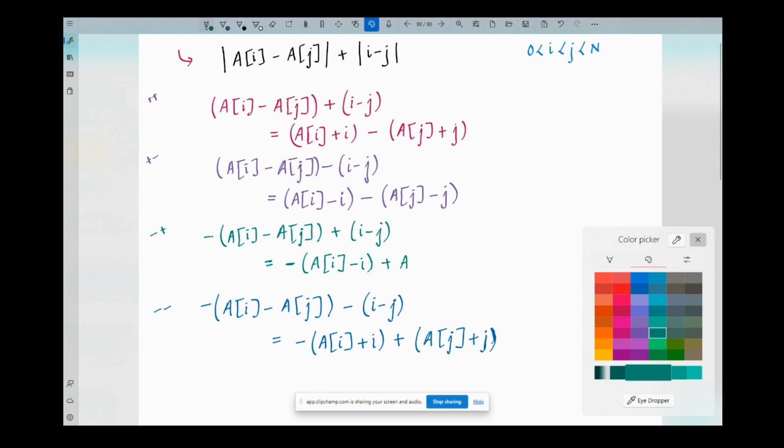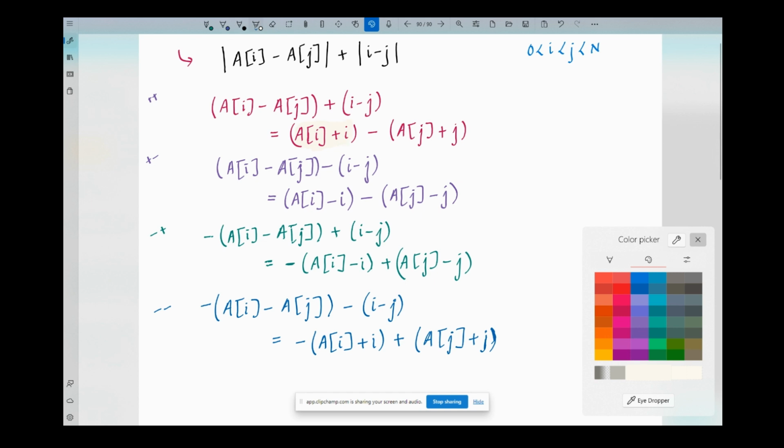A of j positive. And when we open this, this will remain negative. So this should be minus j. Okay. Now let me highlight a few things here.